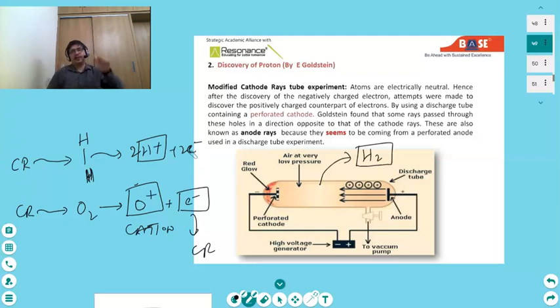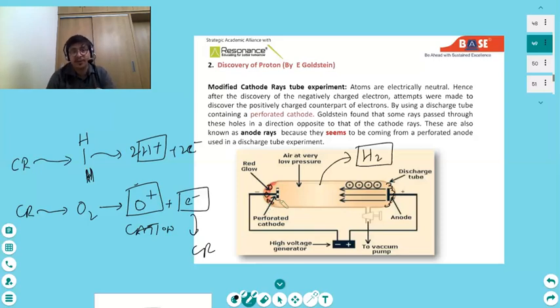What he saw was that at 10 to the power minus 4 mm of mercury pressure and 10,000 volt, cathode rays were seen moving from cathode to anode and producing a glow on the zinc sulfide screen. So a glow was seen here. At the same time, one more type of ray was seen moving from anode to cathode side, and it produced glow in patches behind the perforated cathode.